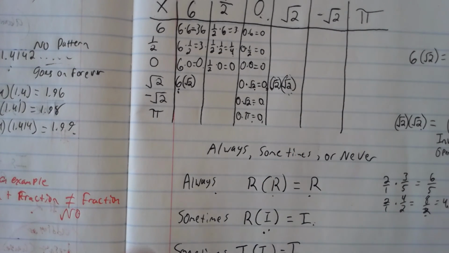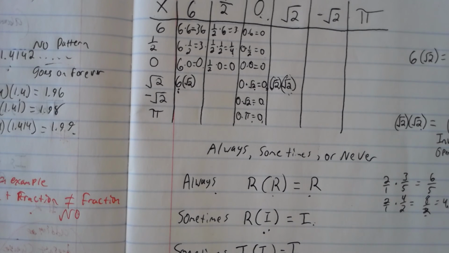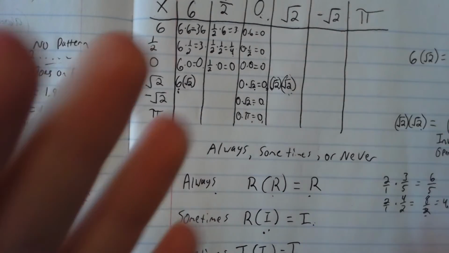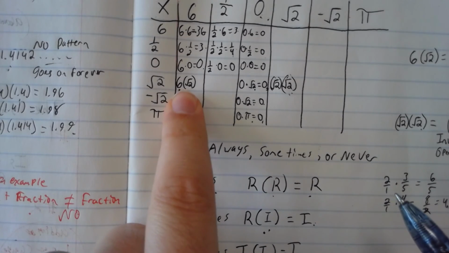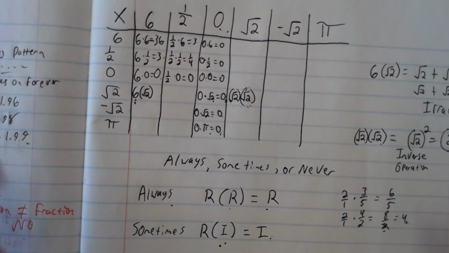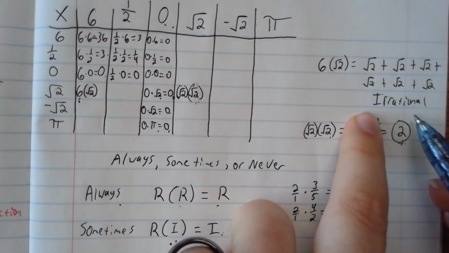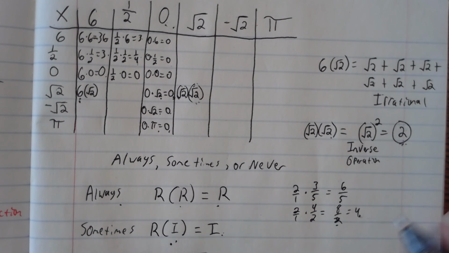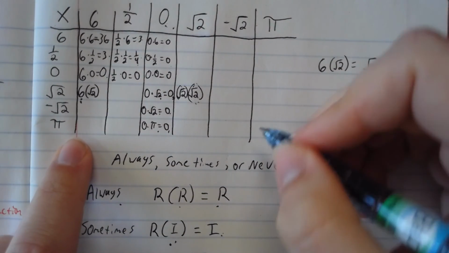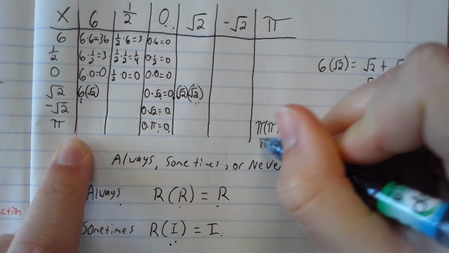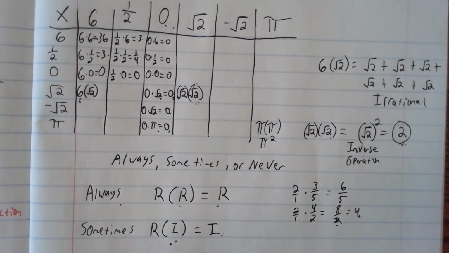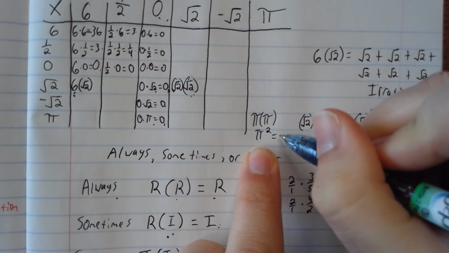Okay, because we have these examples that produce these results, we can say with confidence that this sometimes happens because we see it happening. It also sometimes doesn't happen, right? Like in 6 times the square root of 2, that's not rational, that's irrational like we talked about. And we also have cases where you take like pi times pi, right? Well, that's just pi squared. That's just 3.14159 and so on, times itself. That's still irrational.